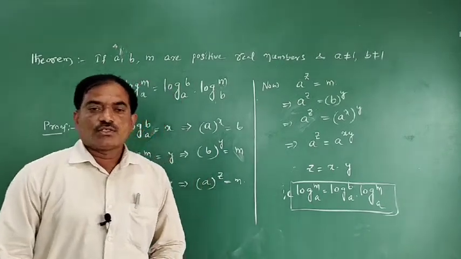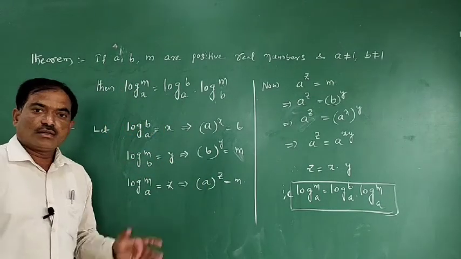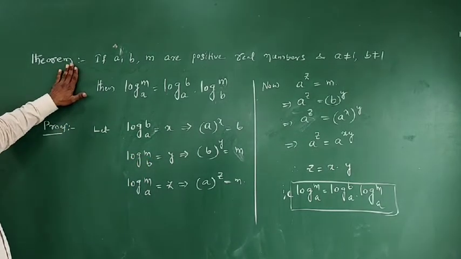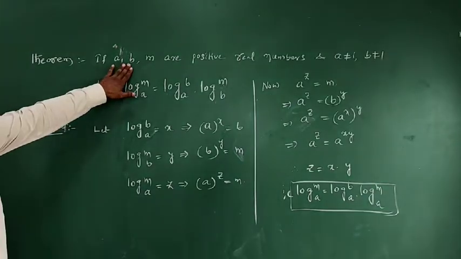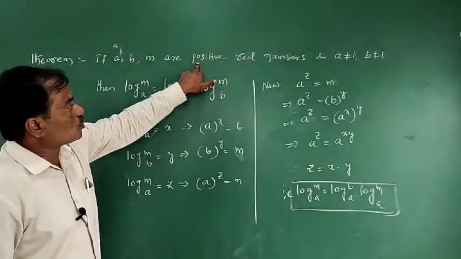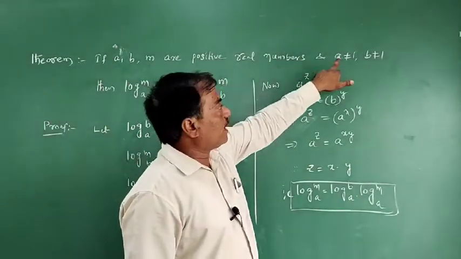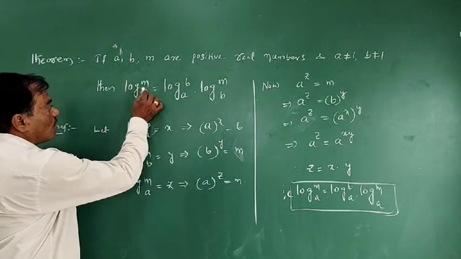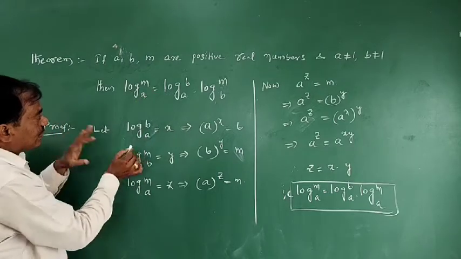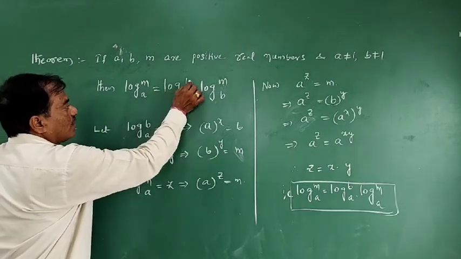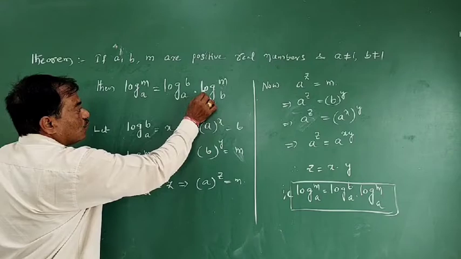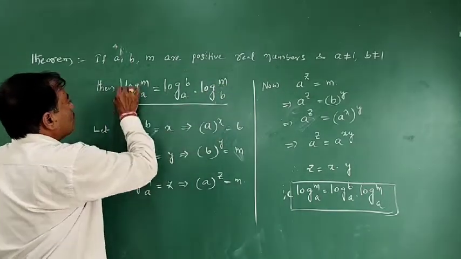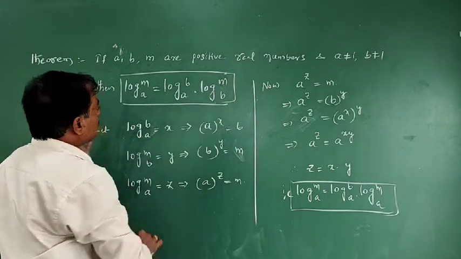Students, now we have to see one more important property. We say that this is a theorem. If a, b, m are positive real numbers and a not equal to 1 and b not equal to 1, then log m to the base a can be written as log b to the base a into log m to the base b. Okay, this is one of the properties. Now we have to prove this property.